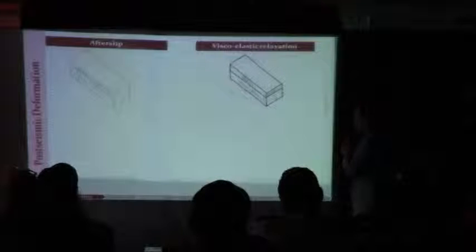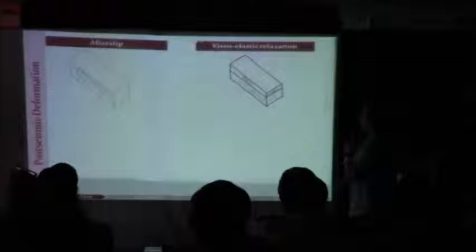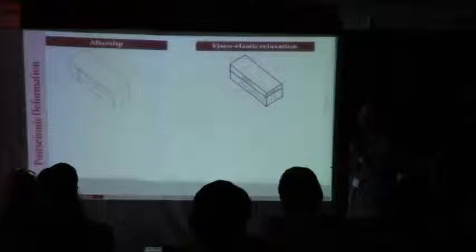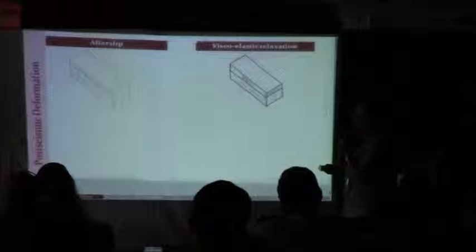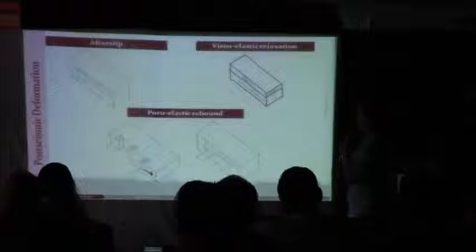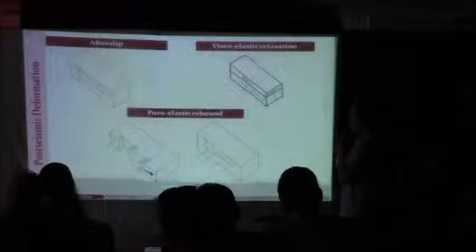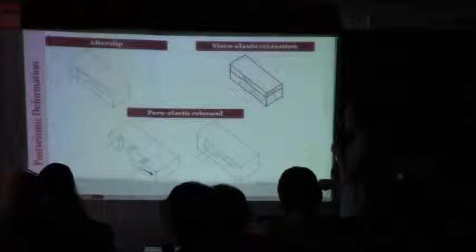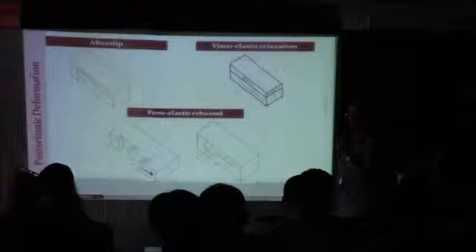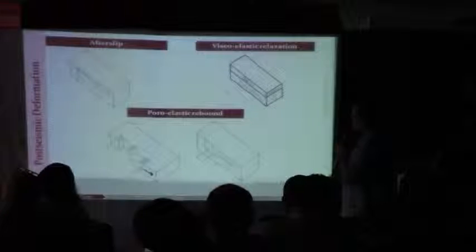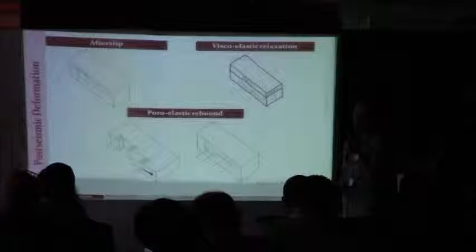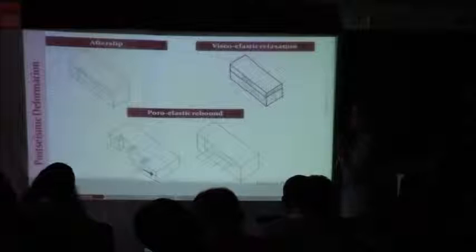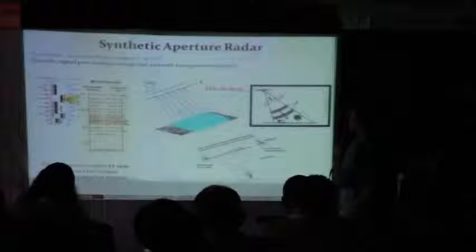Viscoelastic relaxation is the inelastic response of the earth due to the viscous deformation in the lower crust or the upper mantle. And the poroelastic rebound is the change due to the pore fluid pressure during the earthquake. And this is not really common. There are just few examples like the 1992 Landers earthquake and the 2003 Bam earthquake.